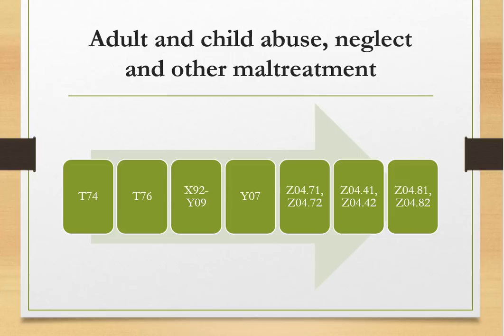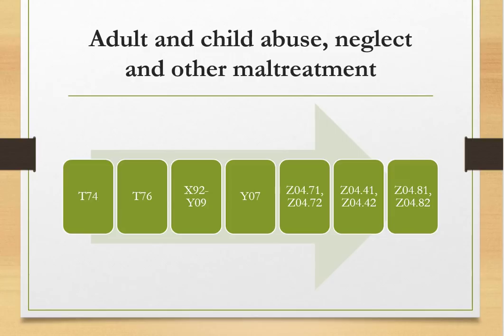You're going to code these codes for abuse, neglect, and other maltreatment, followed by any accompanying mental health or injury codes that may be impacting the patient today. If the documentation in the medical record states abuse or neglect, it is coded as confirmed. If it is documented as suspected, you're going to code it as suspected. So T74 confirmed, T76 is suspected.